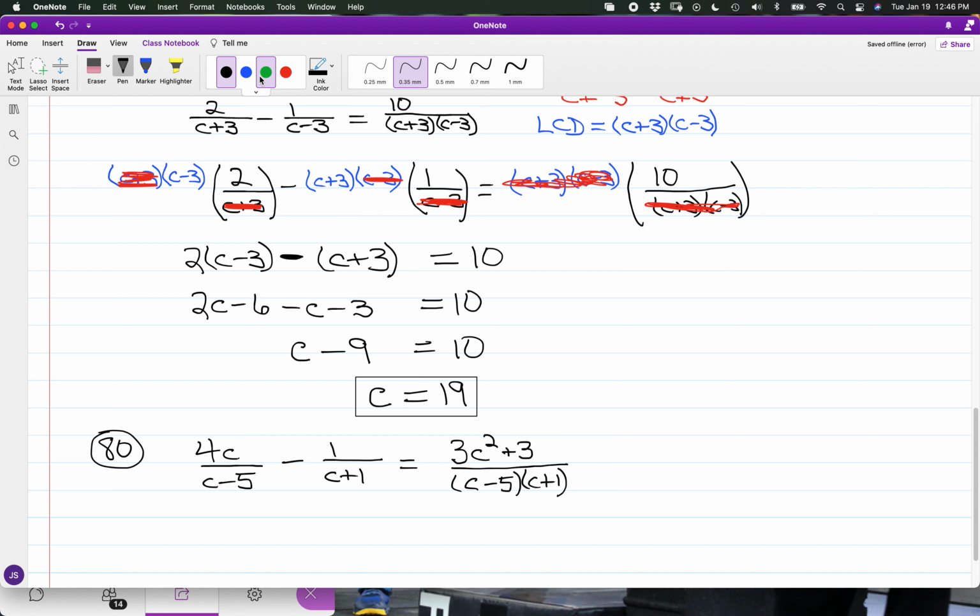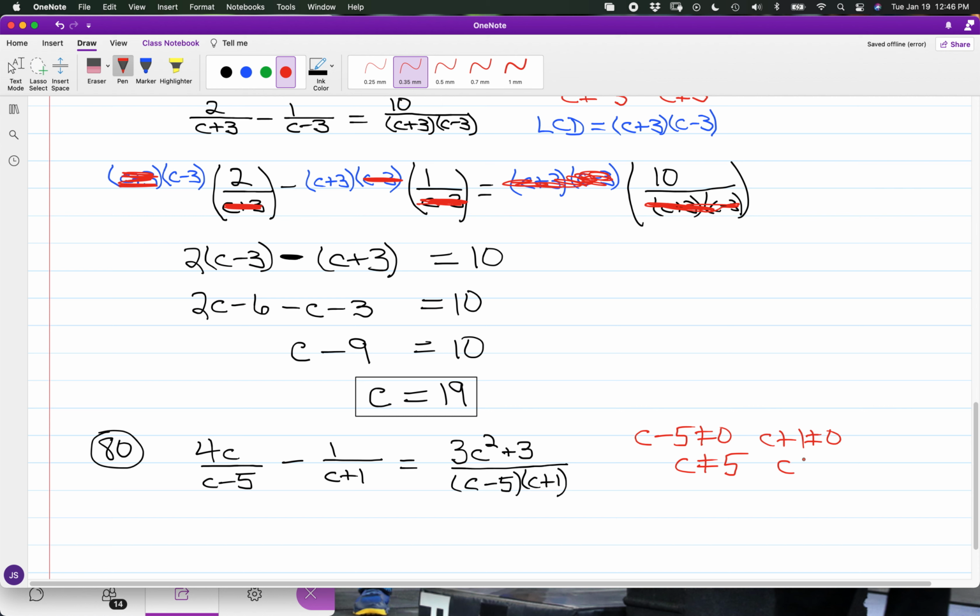And now, taking what we have, we have the denominators, c minus 5 and c plus 1. With the restrictions, we have that c minus 5 cannot be 0, and c plus 1 cannot be equal to 0. So if c minus 5 does not equal 0, c cannot be 5. And if c plus 1 cannot be 0, c cannot be negative 1 as a consequence. Now, for the least common denominator, this is going to be the product of c minus 5 and c plus 1.